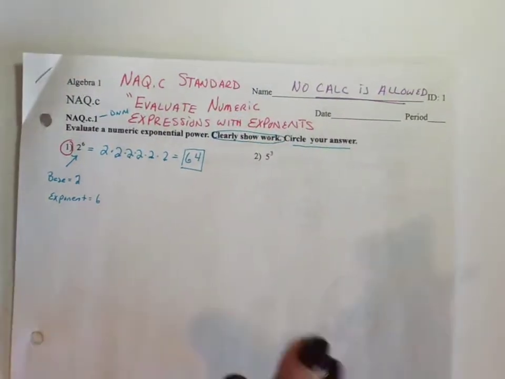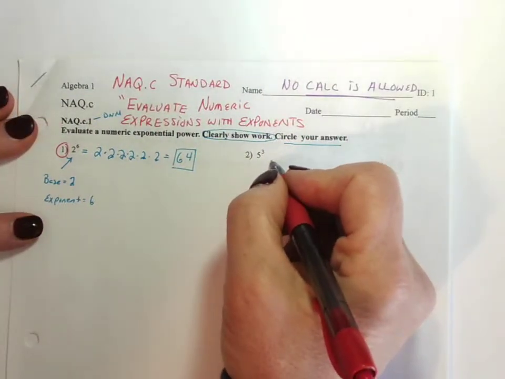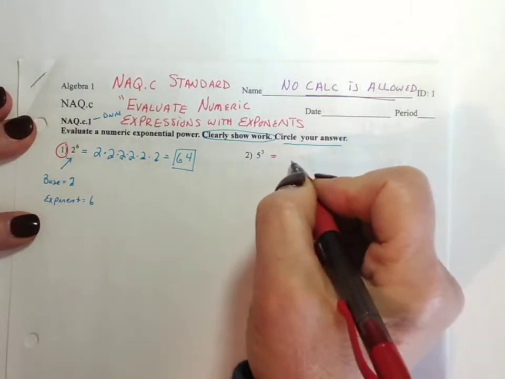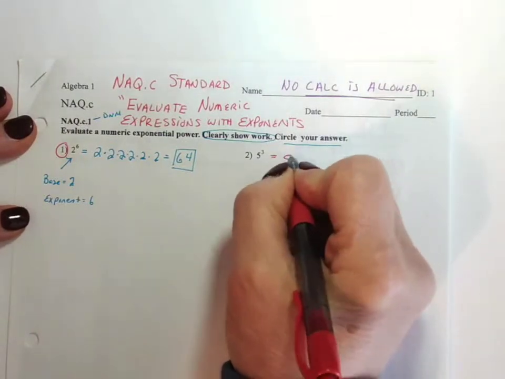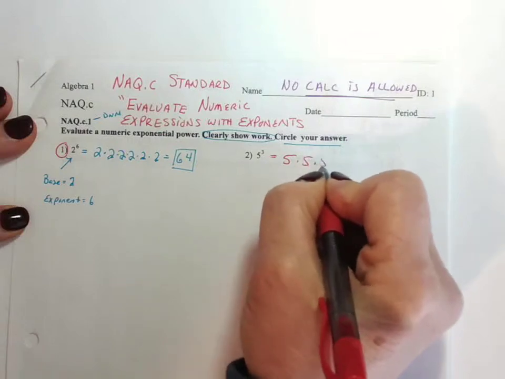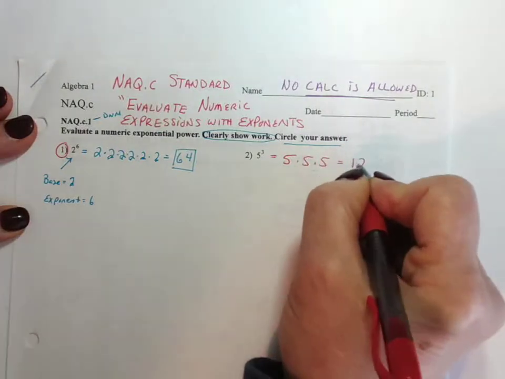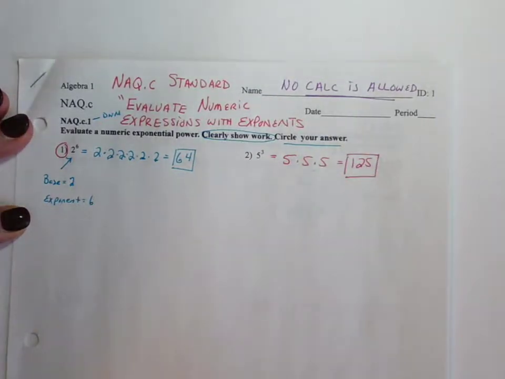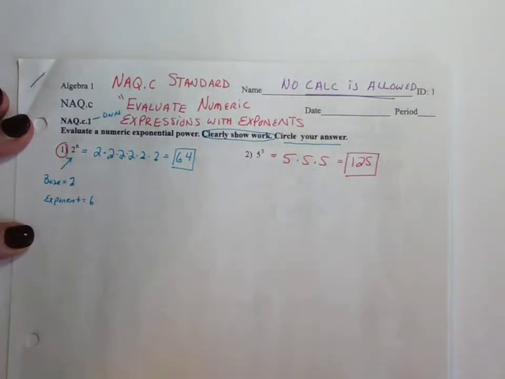So we're going back to the does not meets. The does not meets means you have to write this as a product of factors. 5 times 5 times 5 is 125. Okay, easy peasy.